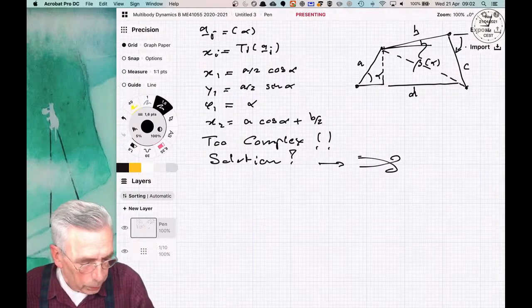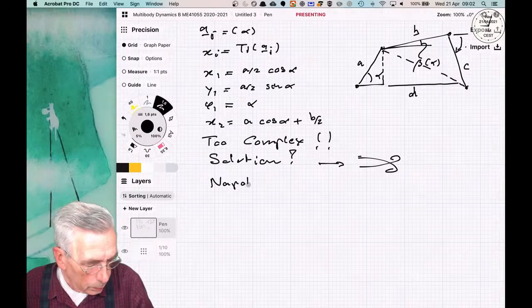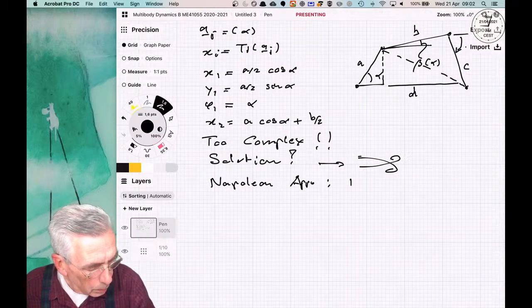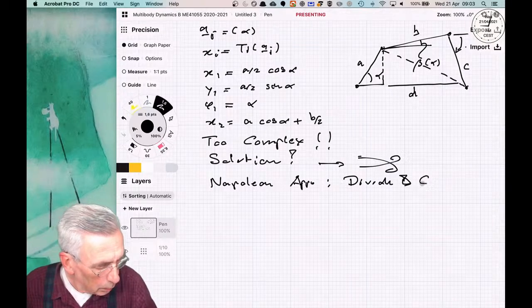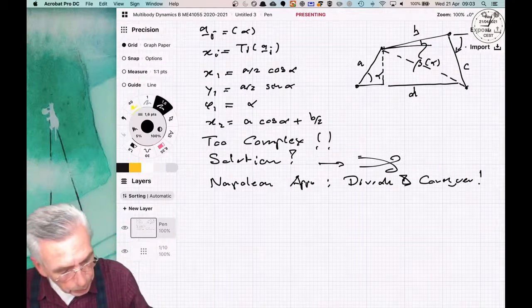Or we could say we do the Napoleon approach. Napoleon approach, and that is divide and conquer. So how are we going to divide and conquer?